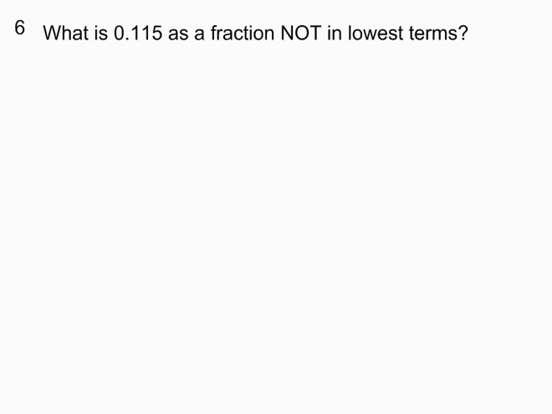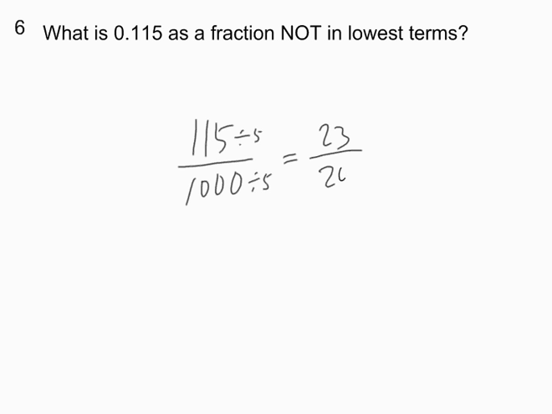What is 0.115 as a fraction, not in lowest terms? Well, we just did that. It's 115 thousandths. So that's the answer I'm looking for as a fraction, not in lowest terms. If I ask for lowest terms, I know that 5 is a common factor for both numbers. That would be 23 over 200, which would be your fraction in lowest terms, but it says not in lowest terms, so we're looking for 115 over 1,000.